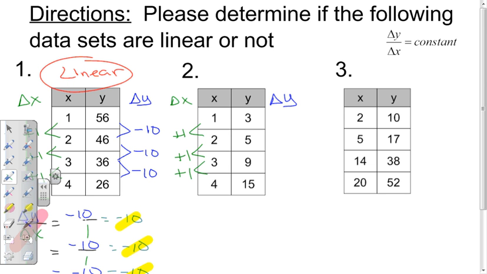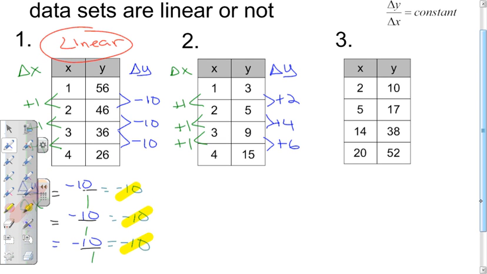Again, it's the change. The change from 1 to 2 is 1. The change from 2 to 3 is 1. And the change from 3 to 4 is 1. Okay? Now here, the change from 3 to 5 is plus 2. And 5 to 9 is plus 4. And from 9 to 15 is plus 6. Okay, so we see here that we have this 1, 1, 1, and then 2, 4, 6.